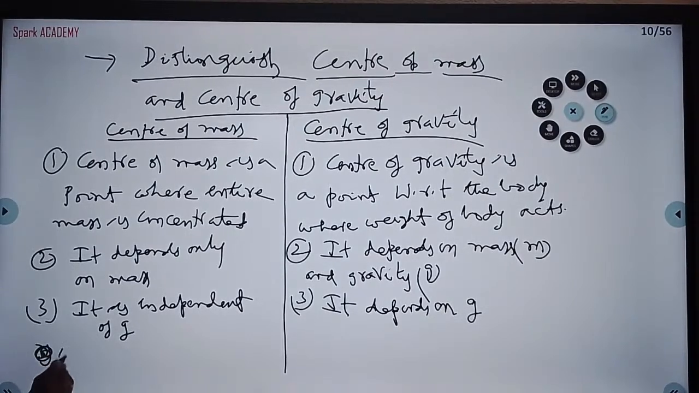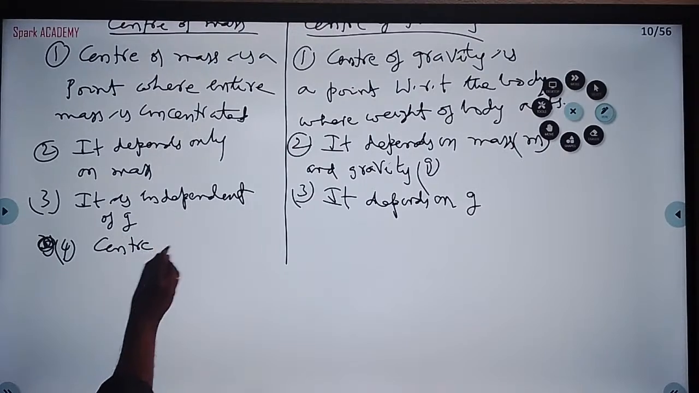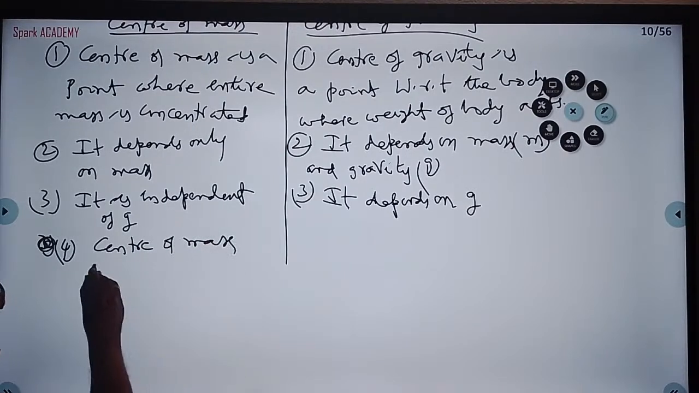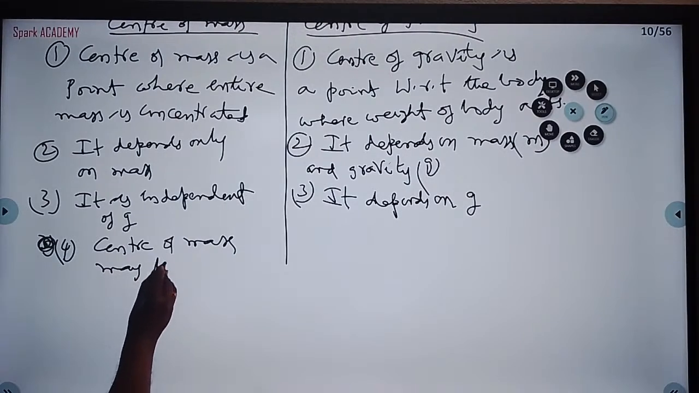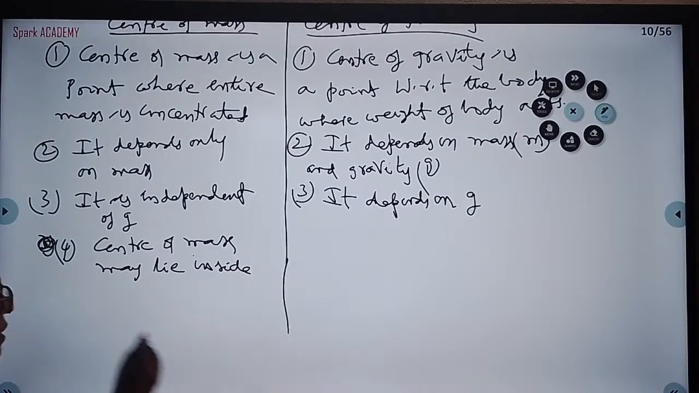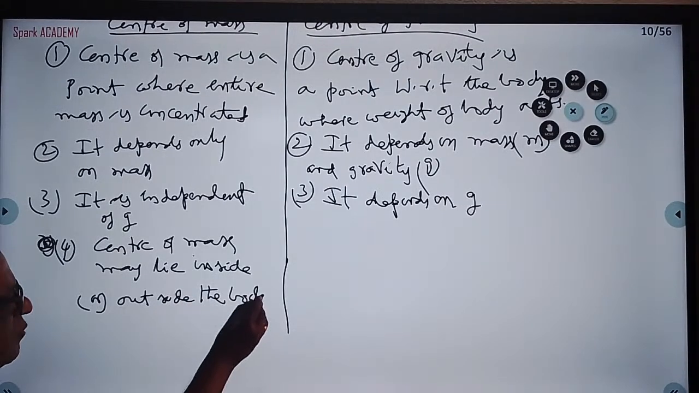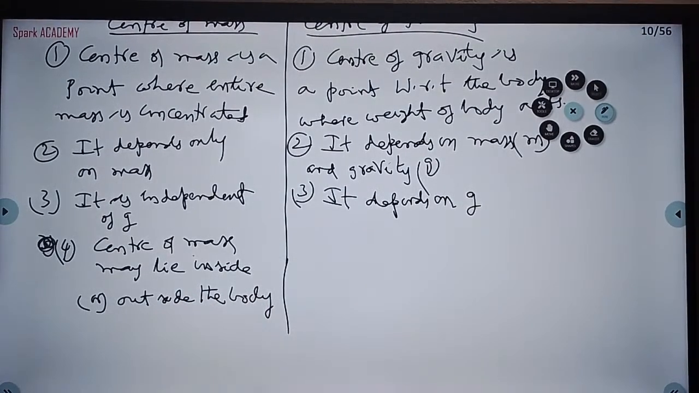Next, the fourth point. Center of mass may lie inside or outside the body. In this example, a ring, a toroid, it lies outside. Center of mass may lie inside or outside.